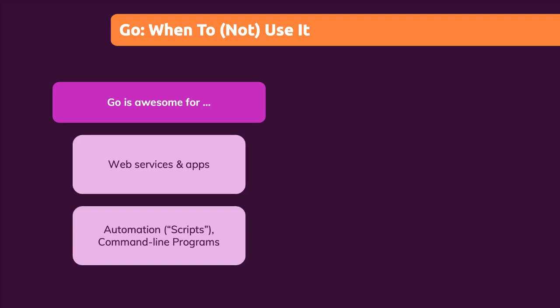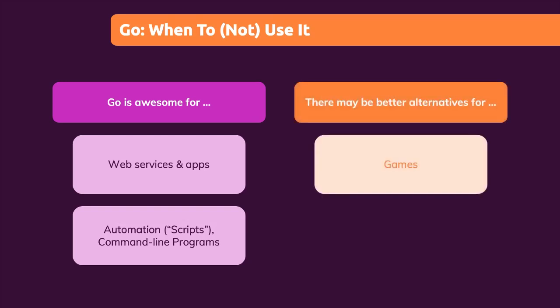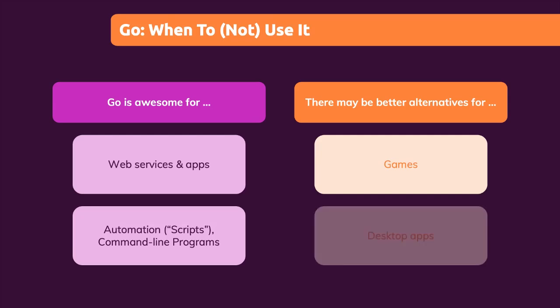Now, there might be better alternatives available though if we think about building games. If you want to build a game, maybe even a 3D game, you can certainly find a way of doing that with Go, but there might be programming languages that are better suited for that, like C++. Or you take a game engine like Unity, which allows you to write your game logic with C#. Other examples could include desktop apps or mobile apps, where Go might not necessarily be the number one language.